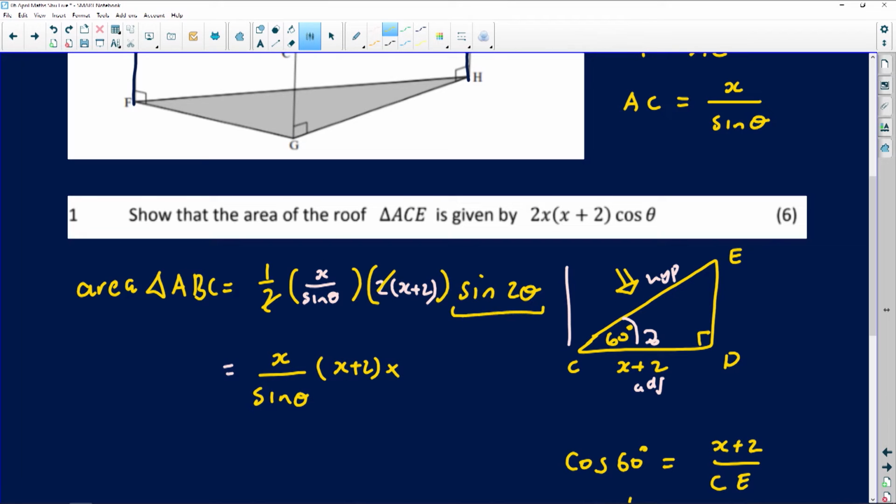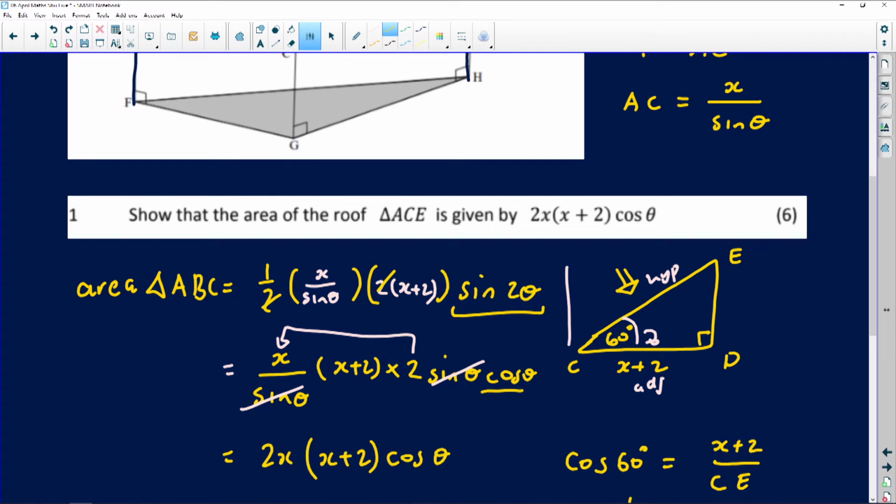This is a double angle, and grade 12s should know how to expand the sine of 2 theta. It must be 2 sine of theta multiplied by the cosine of theta. Then from here, I've got sine, which can simply divide off the other sine, and I'm left with 2 times x. So this is simply going to be 2x, into that x plus 2, multiplied by the cosine, which is still left there. So I'll write my cosine of theta here. And this is exactly what they wanted us to prove in the question.